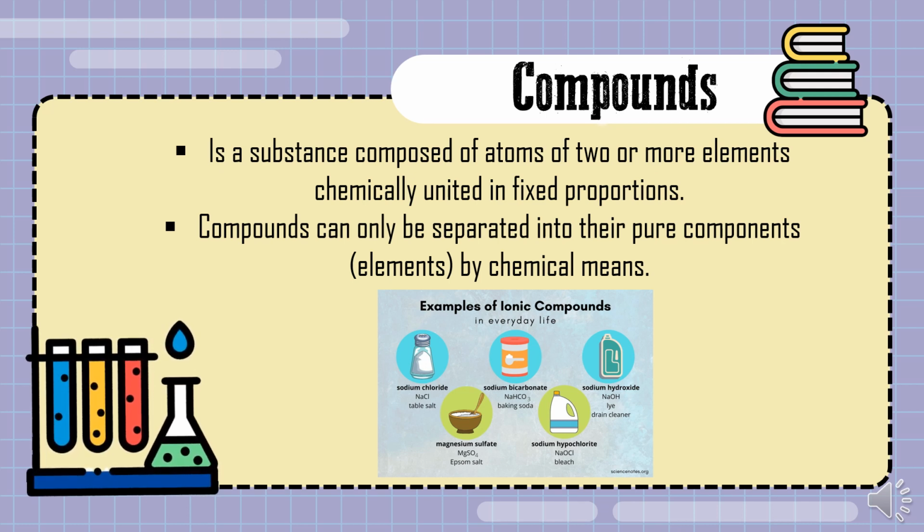So for the next content, we have compounds. What is a compound? A compound is a substance composed of atoms of two or more elements that are chemically united in fixed proportions. Compounds can only be separated into their pure components by chemical means. Here are examples of ionic compounds that we have in everyday life, which are sodium chloride, sodium bicarbonate, and sodium hydroxide.